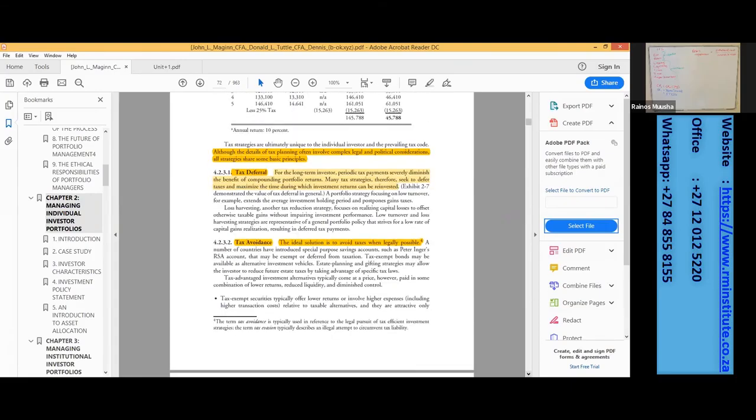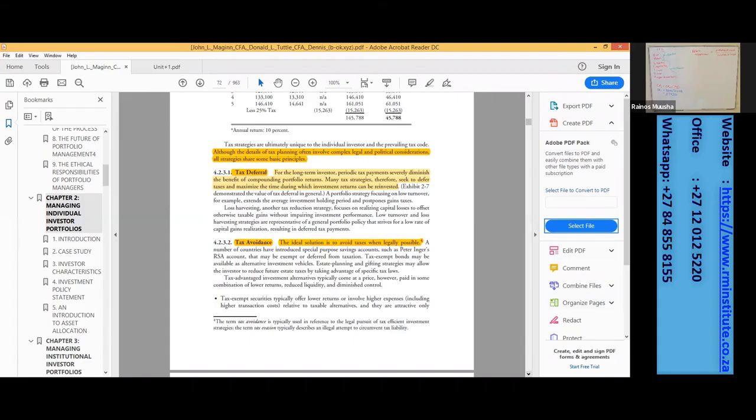Another tax issue that you can also advise the client on is the issue of tax deferral. Because remember, when you're now advising the client, you can play around with the different tax issues so that you're able to actually reduce the tax burden that is going to be levied on them as well. So when it comes to tax deferral, as I say, for the long-term investor, periodic tax payments severely diminish the benefit of compounding portfolio returns. So many tax strategies therefore seek to defer taxes and minimize the time during which the investment returns can be reinvested.